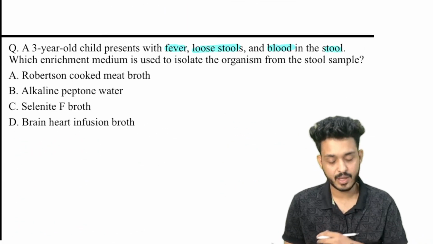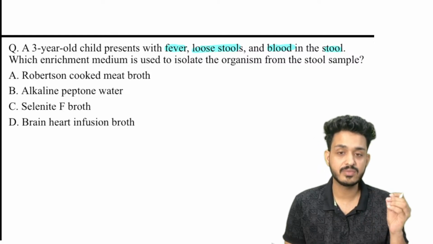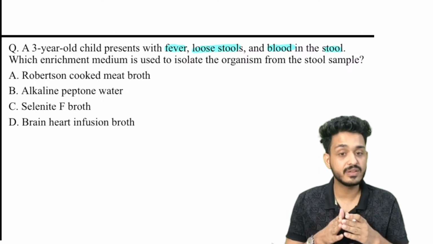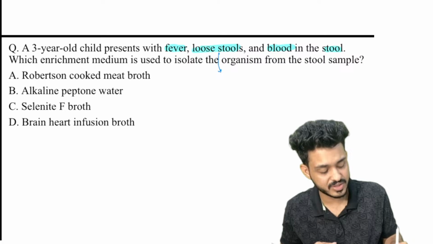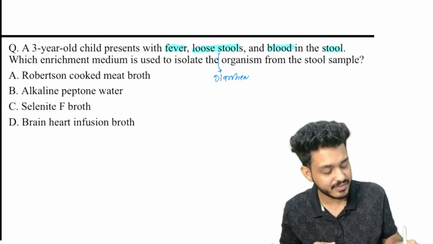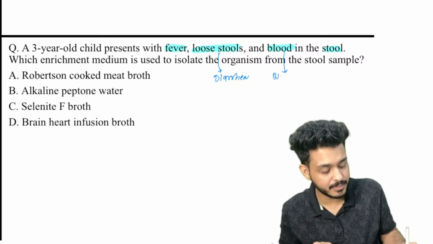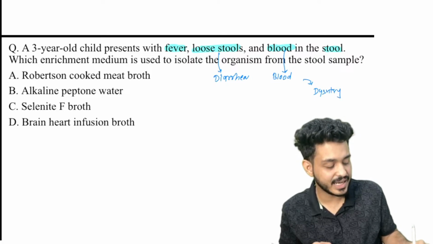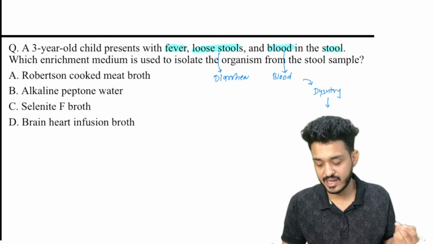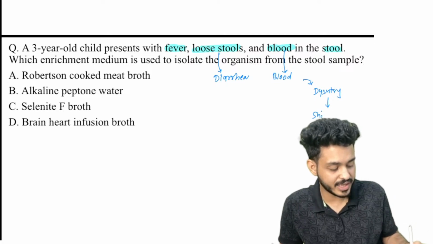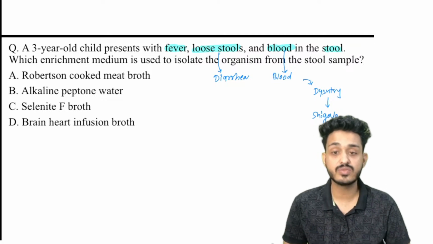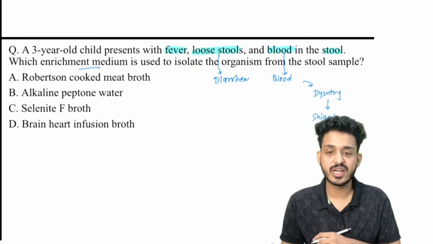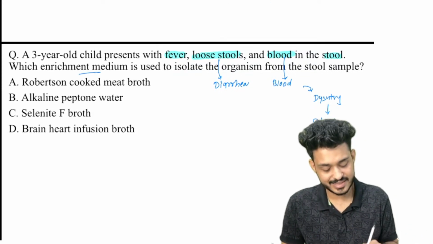Everything is here. Just be with me till the end of the session and we will cover everything. A 3-year-old child presents with fever, and loose stools means some kind of diarrhea. Whenever the diarrhea has blood along with it, we call it dysentery. The most common cause of dysentery we can recall is Shigella, and the enrichment media that we will use for Shigella is selenite F broth.